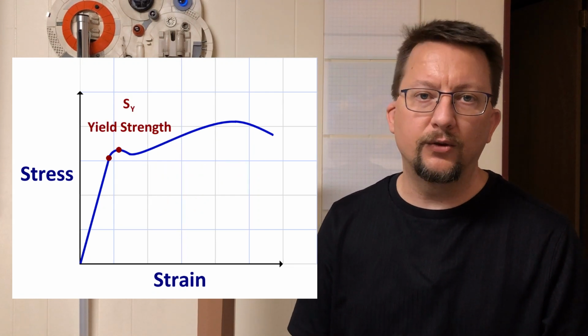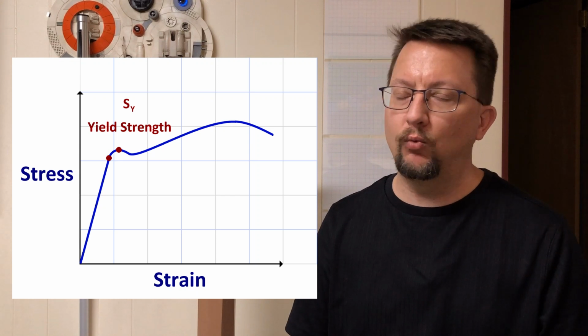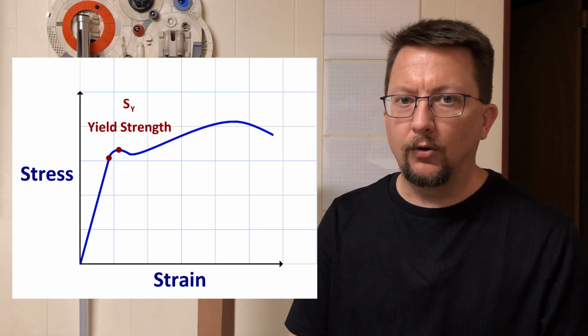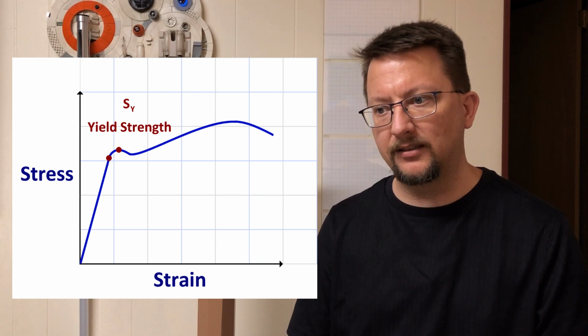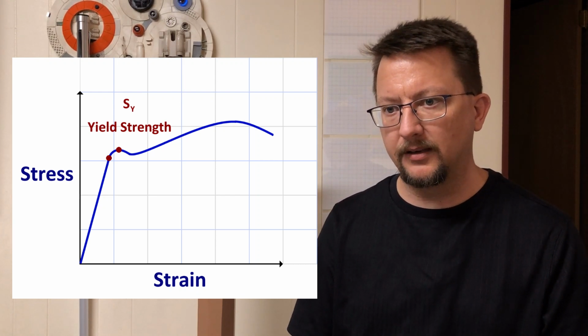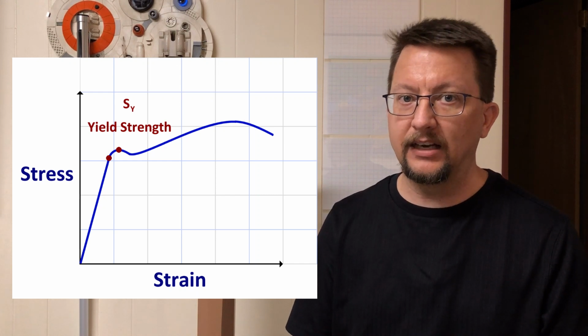And then you get to the yield point. And we're just going to have one yield point. That's okay. So we have our yield strength at that point. So that's the first kind of strength that we want to look at. Because up until you get there, again, it's reversible.